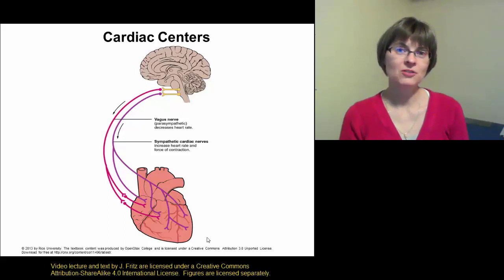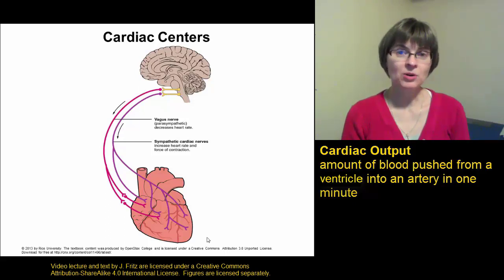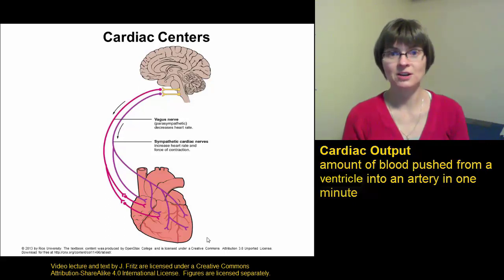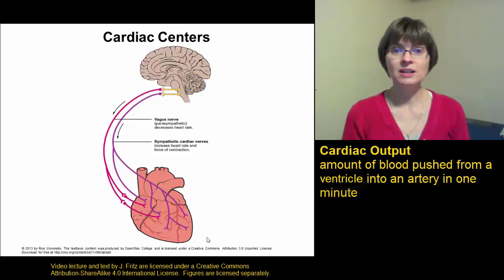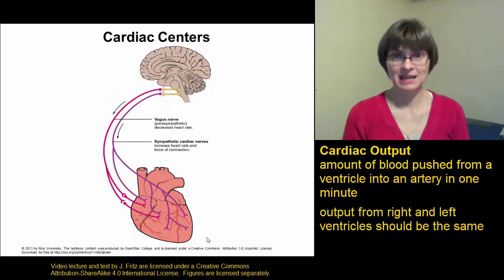One important measure of heart function is the cardiac output. The cardiac output refers to the volume of blood that is pushed out of a ventricle into an artery in 1 minute. Although the cardiac output only measures the volume of blood coming from one of the ventricles and going into the artery that it pushes into, the cardiac output from the right side of the heart and the left side of the heart should be the same.